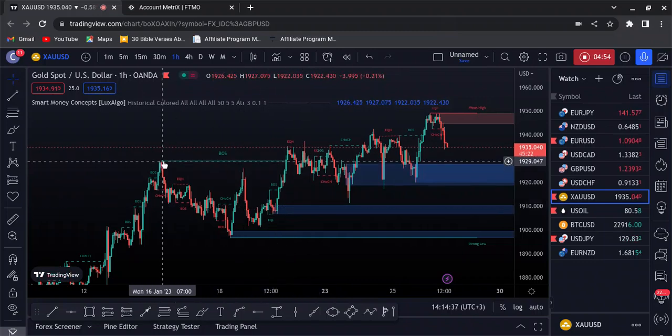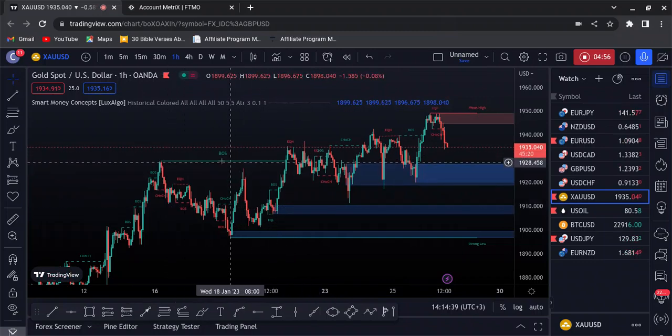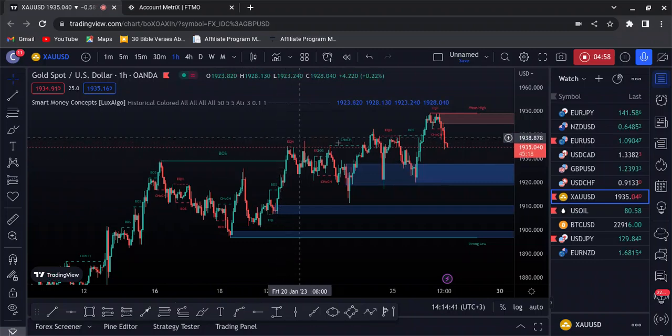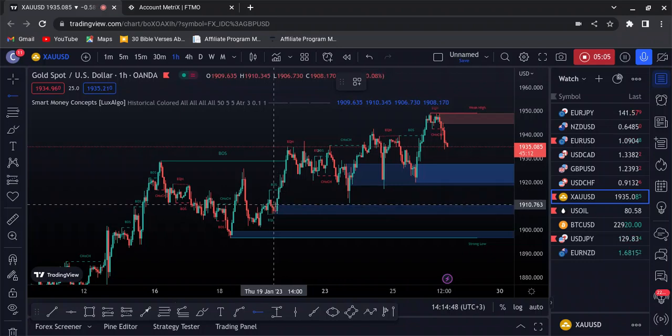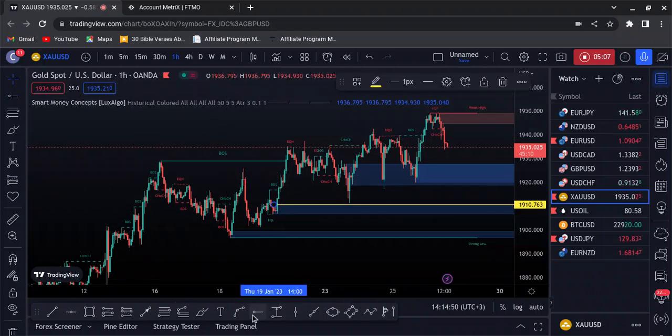We can see that we had a break of market structure here, and the zone that we had was right here. So I'm going to mark it up like this.